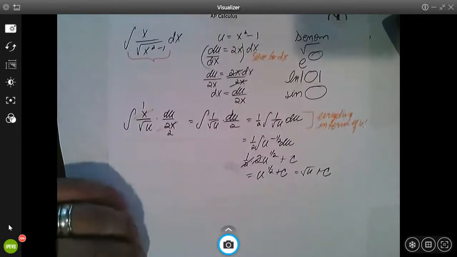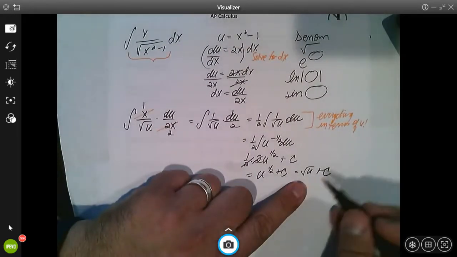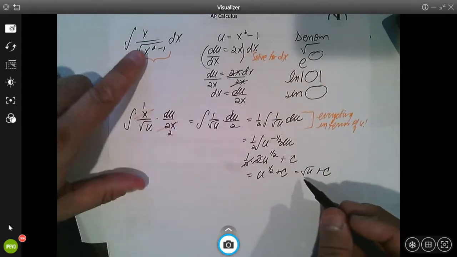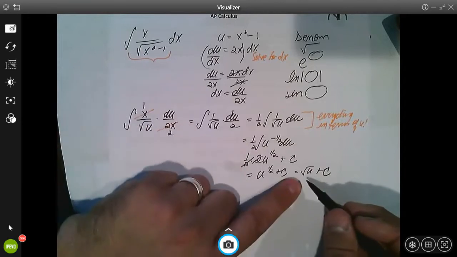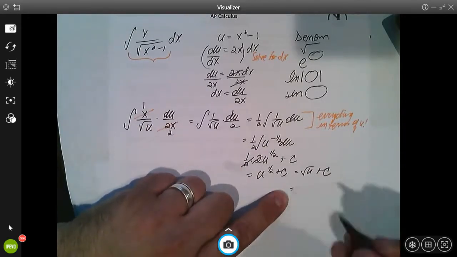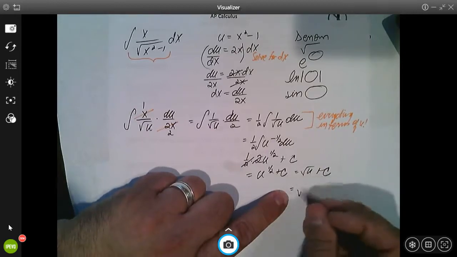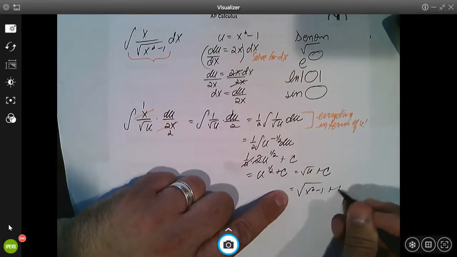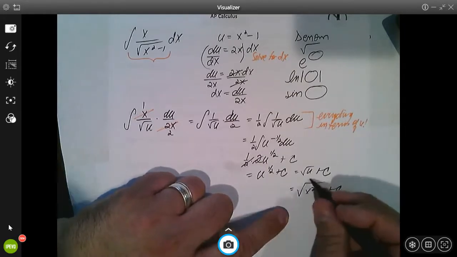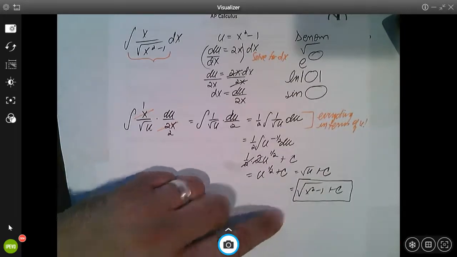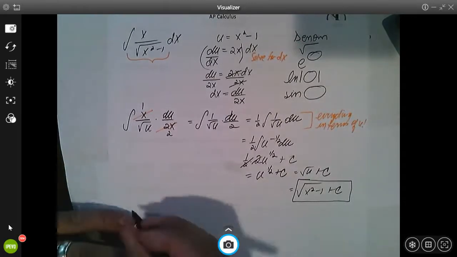Now, you might be tempted to say, okay, we're done. Well, you're not done yet. You started off with an indefinite integral in terms of x. You're going to end with a function in terms of x. To do that, we're going to replace u with x squared minus 1. And now you've got the square root of x squared minus 1 plus C. This is the antiderivative. That's your final answer.